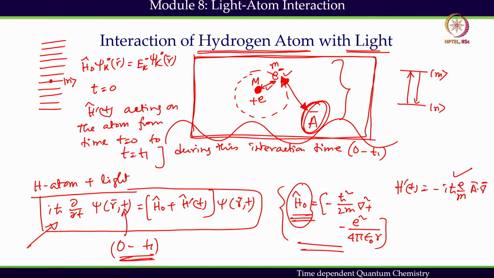And the moment the interaction is over, during this interaction time, this psi would be represented as a linear combination of stationary states. And this coefficient is giving the population of a particular state. Here it is the kth state.